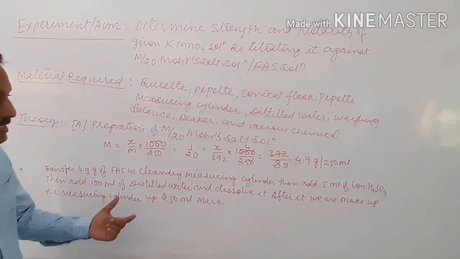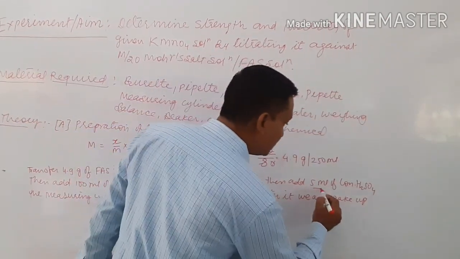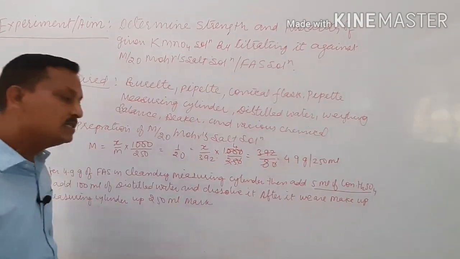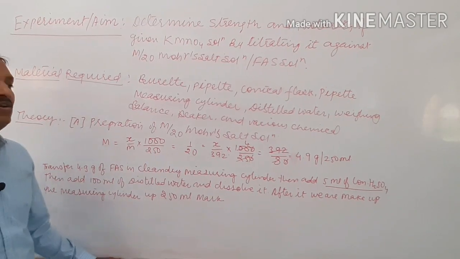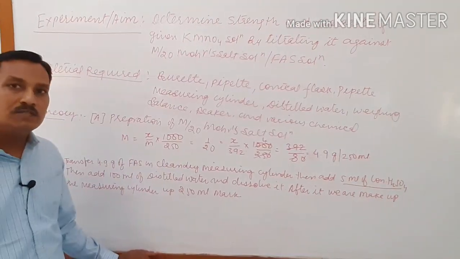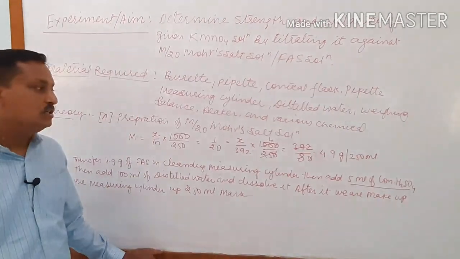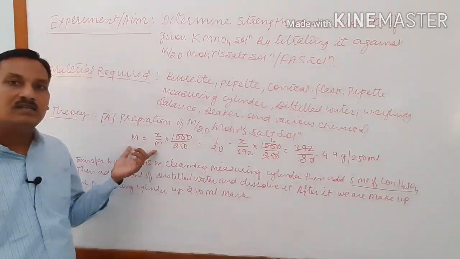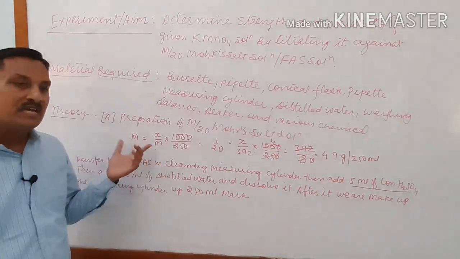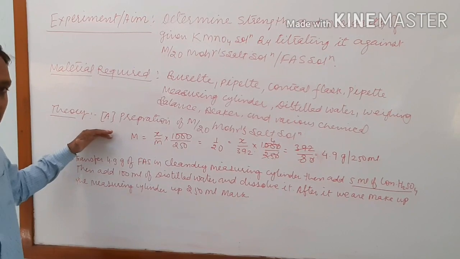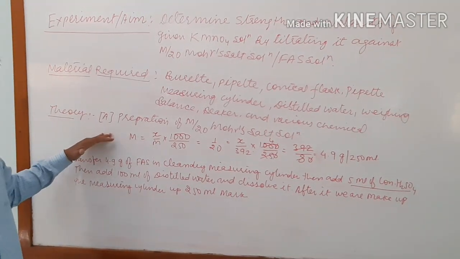What is the function of this 5 ml concentrated H2SO4? This H2SO4 will prevent the hydrolysis of ferrous ammonium sulfate. So we get a clear light green colored solution. After the preparation of this, we are to titrate it.